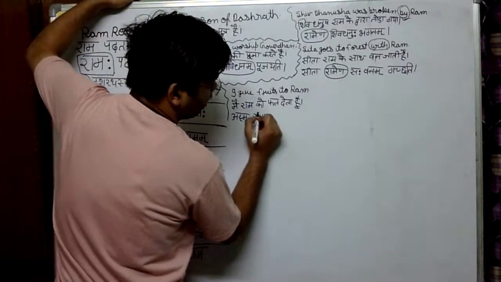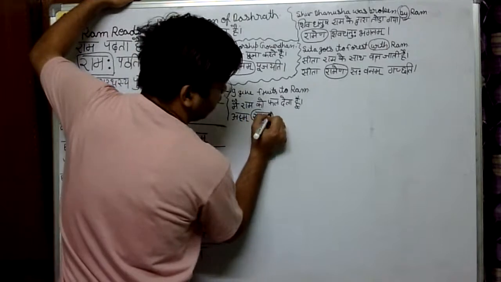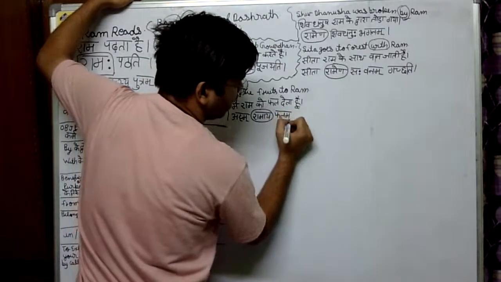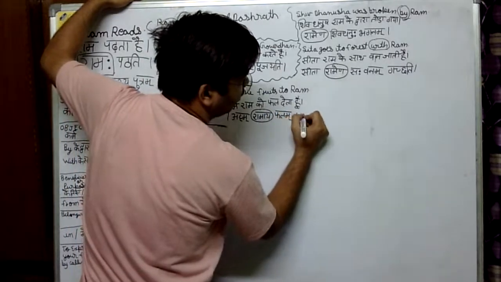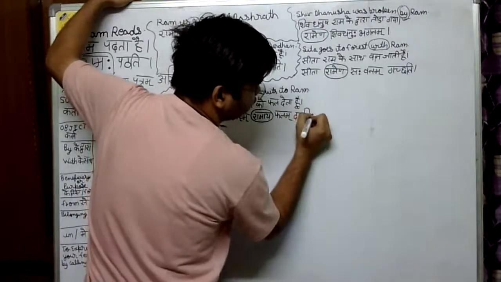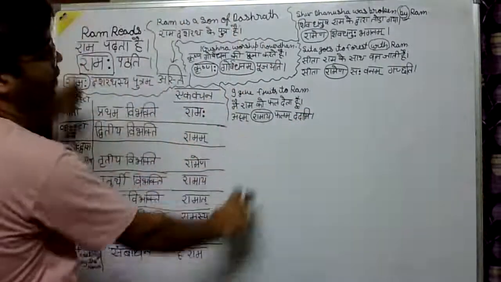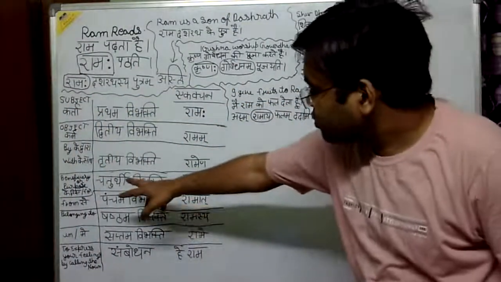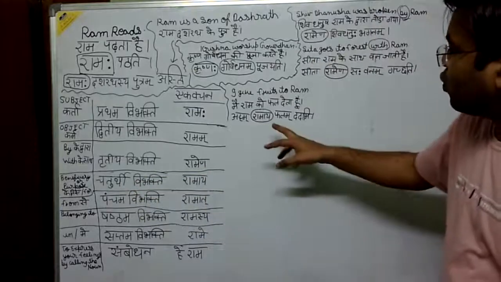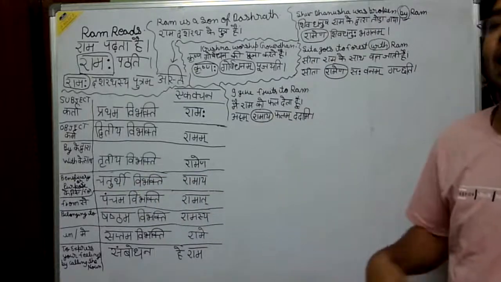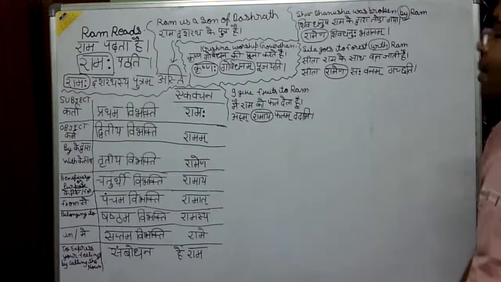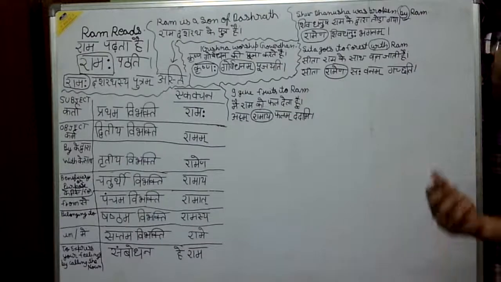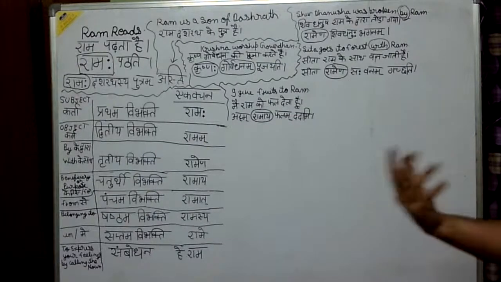Ramaya. Focus here. Aham Ramaya Phalam Dadami. Don't focus on the other parts of the sentence. Just focus on the Ramaya. How I have used the Chaturthi Vibhakti in this sentence. Just focus on the word of Chaturthi Vibhakti. Ramaya. I offer fruits to Ram. I give fruits to Ram. मैं राम को फल देता हूँ. अहम रामाय फलम ददामि.